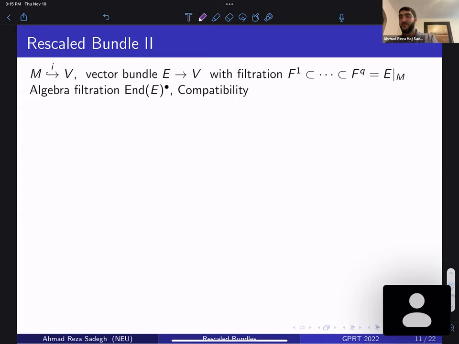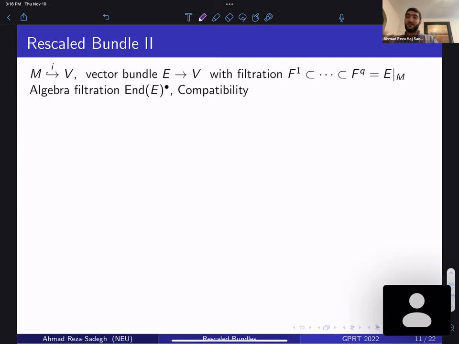You need a filtration first on the restriction of that bundle to that submanifold. As you see, I've called those filtration F1 up to FQ, and they are growing. So basically the maximum order of filtration is going to be Q. And you need also an algebra filtration on the endomorphism bundle of this bundle E over V. And you need some compatibility. These are going to be a very natural type of compatibility.